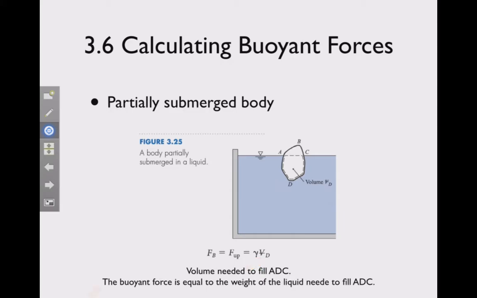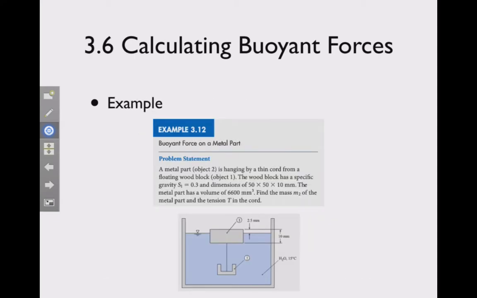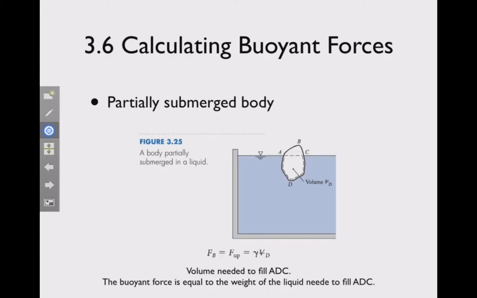So the buoyant force is equal to the weight of the liquid needed to fill basically this volume of ADC. That's really all that there is to the buoyant forces. So when you're thinking about buoyant forces, you need to think about volumes primarily. If you're in a fluid that's all of the same type, with a constant gamma, then the only thing you really need to think about is the volume that's being displaced.